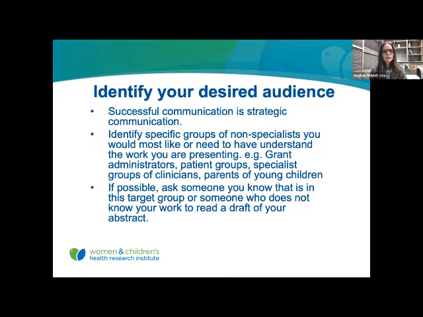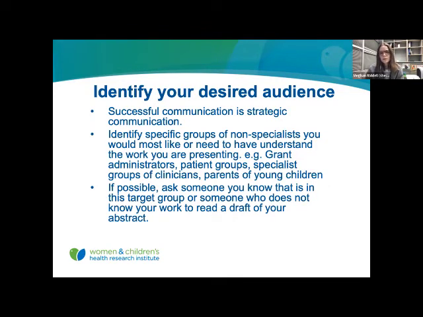Do you want to be able to use your lay abstract to help recruit patients? Is this something where you want to really speak to patient groups or specialist groups of clinicians that would benefit from understanding your work, parents of young children, and educators, all of these things? So you really need to sit and think and even write a list of who your target audience is. And then you can think about how you can strategically communicate to them, tailoring the words so that they will understand it the most.